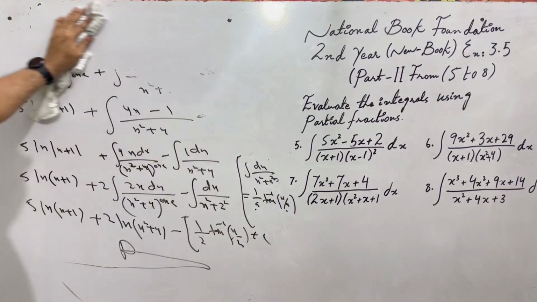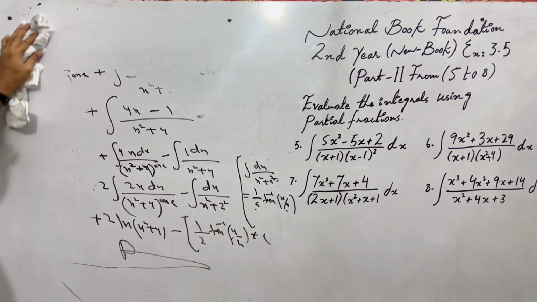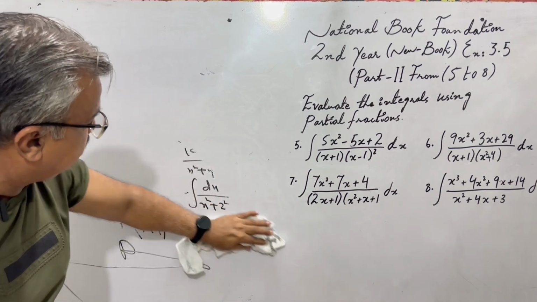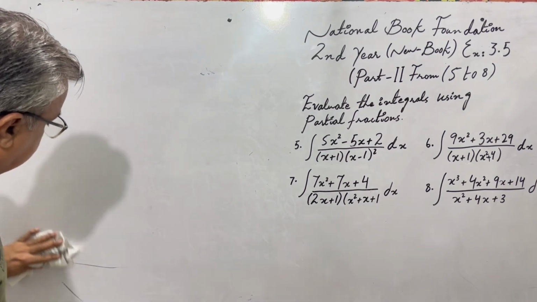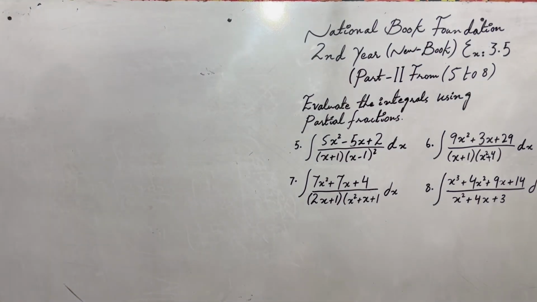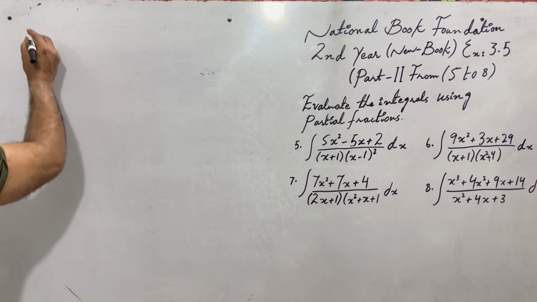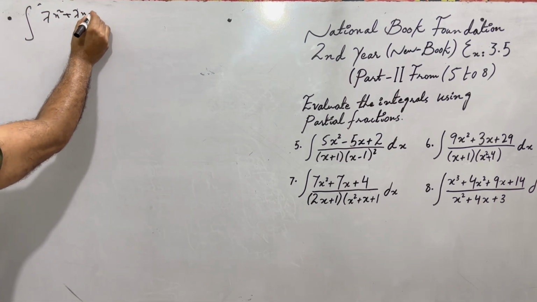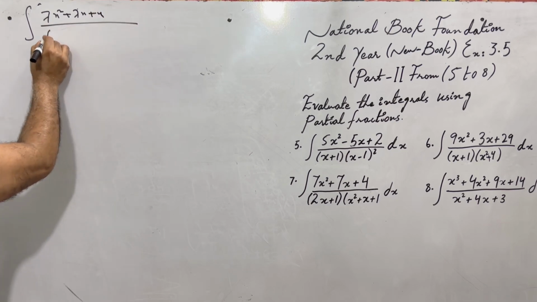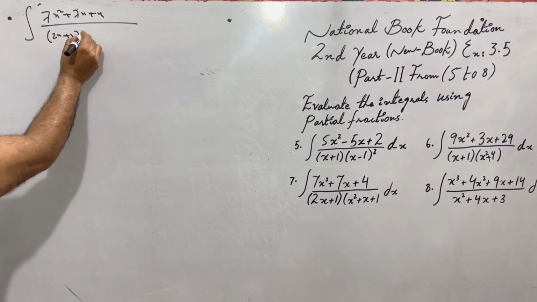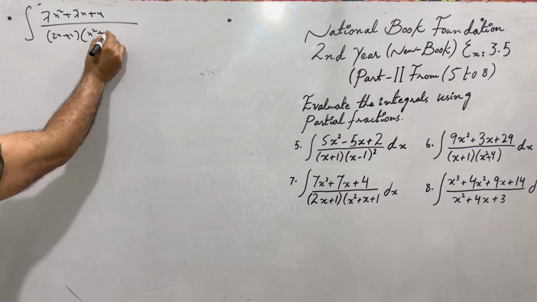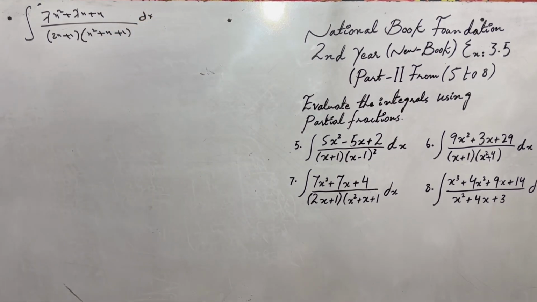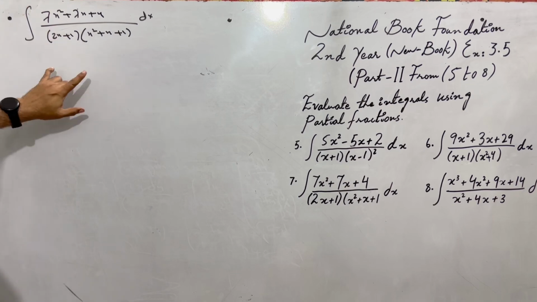Linear and quartic irreducible are both collectively present here. Let's see and find out how to deal with them. Question number 7. Humongous one. The integral of 7x square plus 7x plus 4 divided by 2x plus 1 times x square plus x plus 1 dx. Let's see and find.